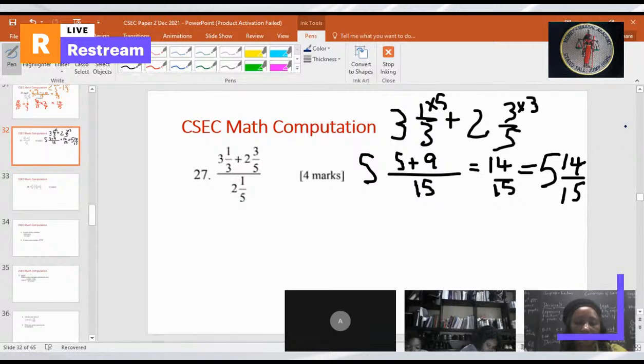Next, miss, is the 2 and 1 over 5, miss. You're going to divide it, miss. Divide what? Miss, divide 5 and 14 over 15 by 2 and 1 over 5, miss.